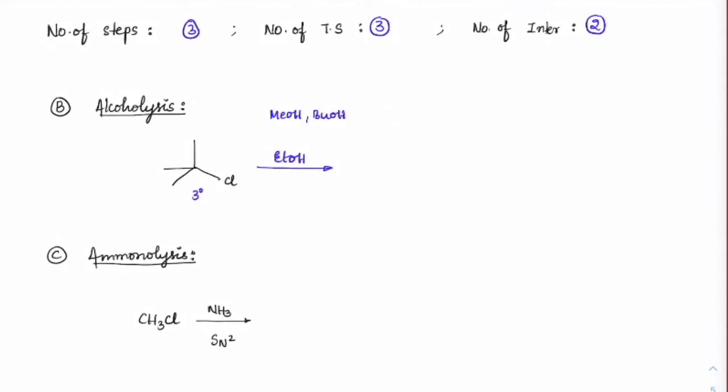Now, if the alcohol reaction happens here through SN1, again I'm not writing the entire mechanism, so you can check this out. The product will be ROEt plus HCl. This is what it is.